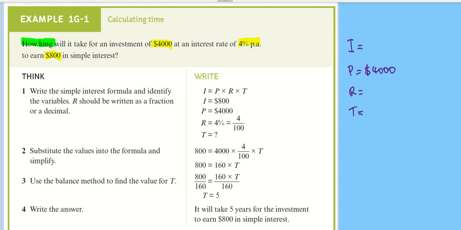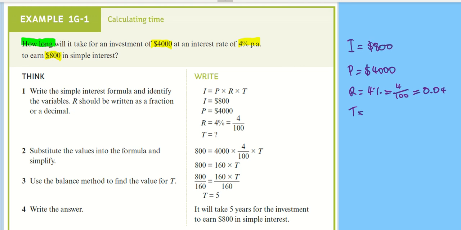Now we have an interest rate of 4% per annum. Now I can write this in a few different ways. I can write it as 4%, I can write it as 4 over 100, or I could write it as 0.04. Now I personally prefer the one on the right hand side because that will just make it easier in the long run if you understand that. Now the last one is $800 simple interest. So this is going to be $800 here.